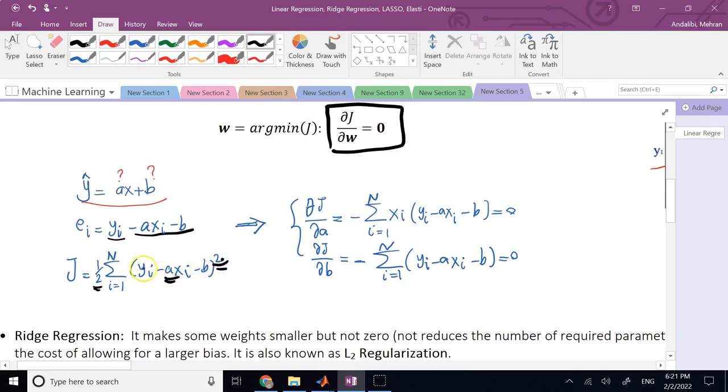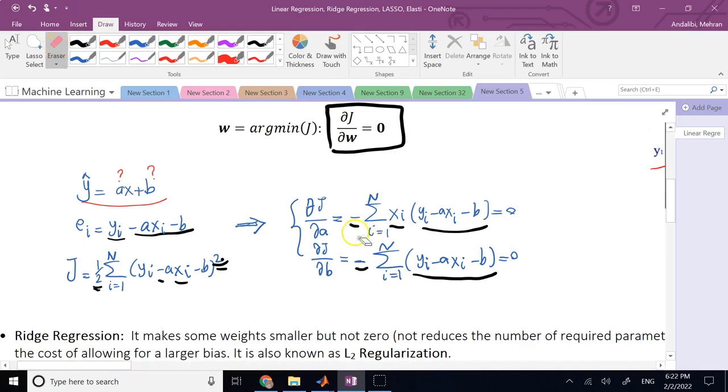The derivative of this whole term with respect to A is clearly what? Negative xi, which comes out, which you can see here, and then the linear term. That is equal to 0. If you take the derivative with respect to b, the coefficient behind b is negative 1, so the negative 1 comes out times the linear term equals 0.